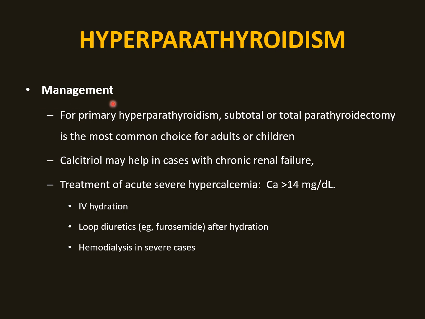Management of hyperparathyroidism. For primary hyperparathyroidism, subtotal or total parathyroidectomy is the most common choice for adults and children. Calcitriol may help in cases of chronic renal failure. Treatment of acute severe hypercalcemia, with calcium more than 14: intravenous hydration, loop diuretics, for example furosemide after hydration, and hemodialysis in severe cases.